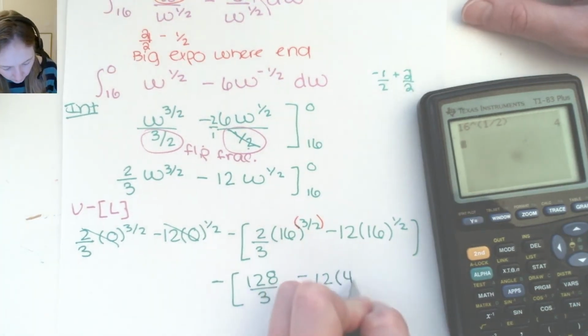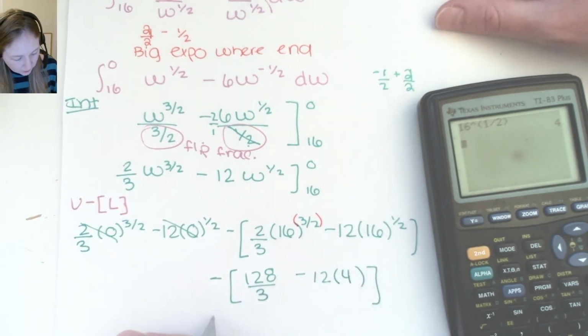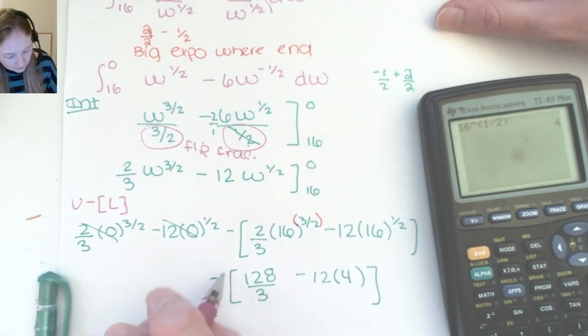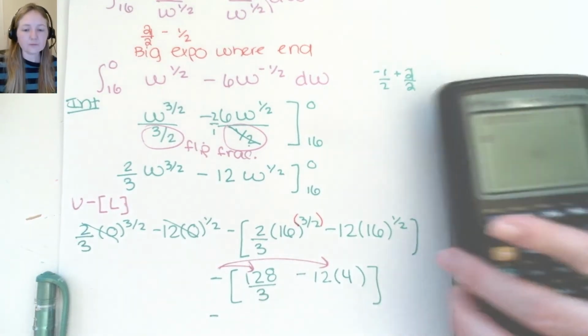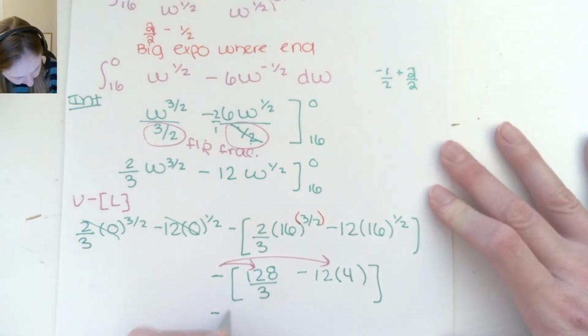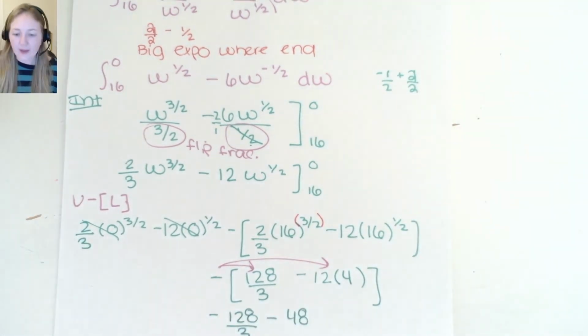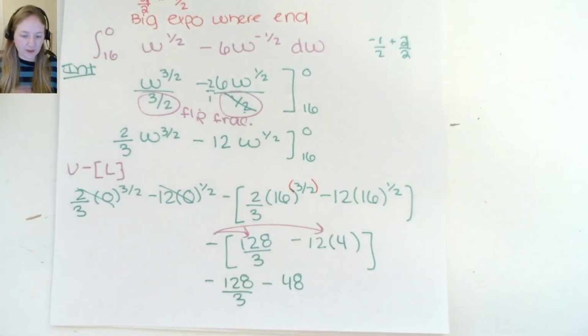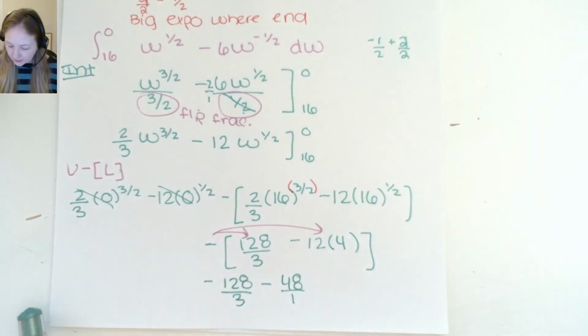So that's going to be 12 times 4. So you'll have negative, now I distribute. So I'm going to have negative 128 over 3 minus 48. And then I can get my common denominator from there. So the 48 is going to need to get multiplied by 3.